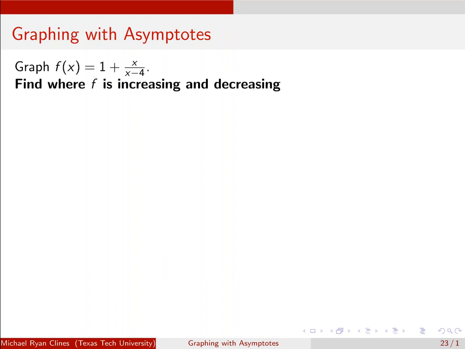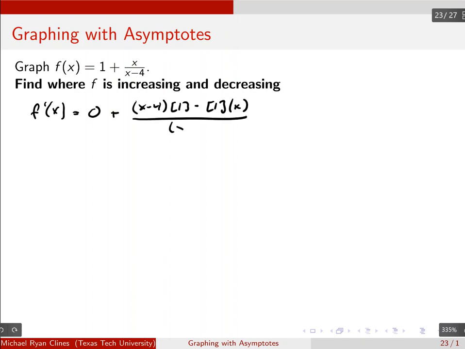So, if f of x is equal to 1 plus x minus 4 over x minus 4, then f prime of x is equal to 0 plus, since we have one function divided by another function, or a quotient of functions, we need, you're right, the quotient rule. So we have the bottom times the derivative of the top minus the derivative of the bottom times the top all over the bottom squared. Why is there 0 here? It's because the derivative of 1 is 0.